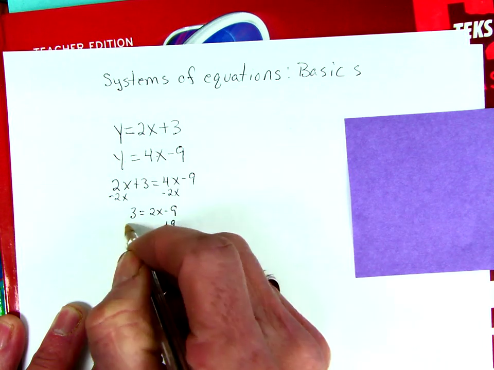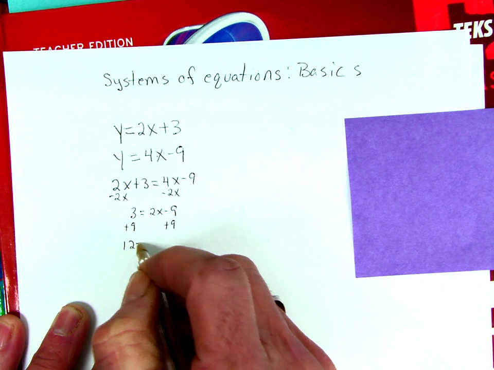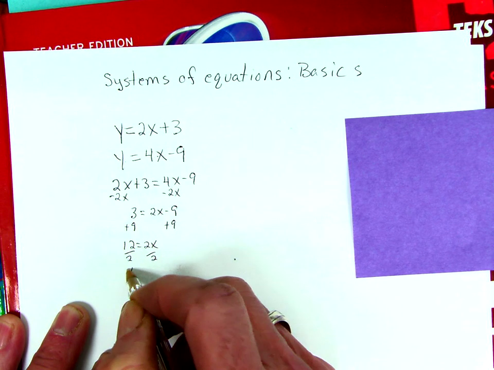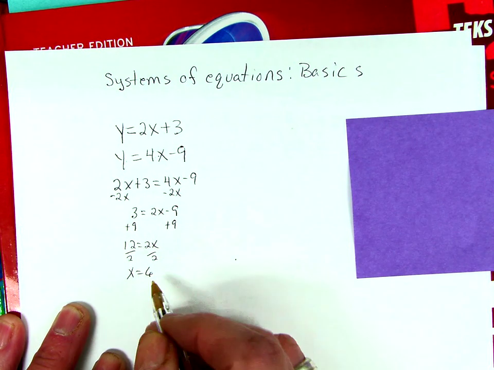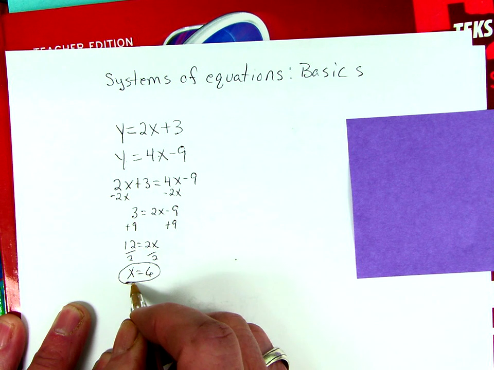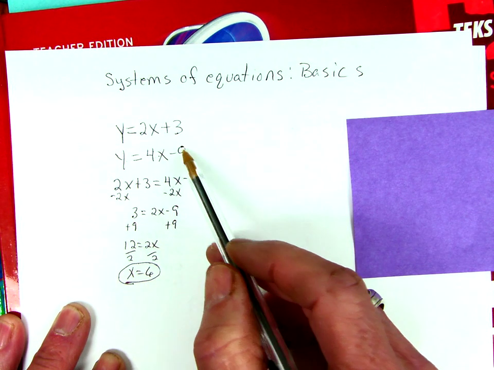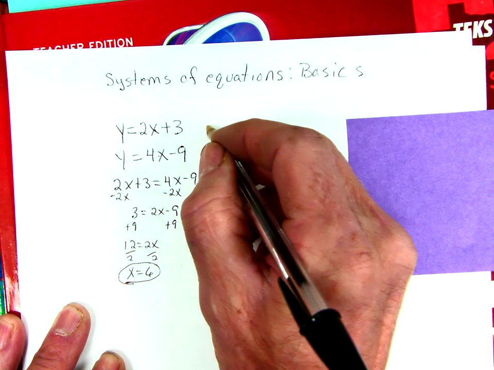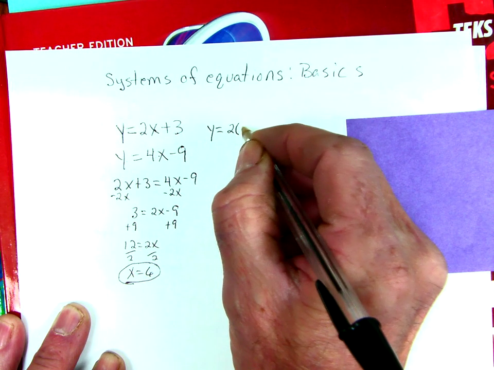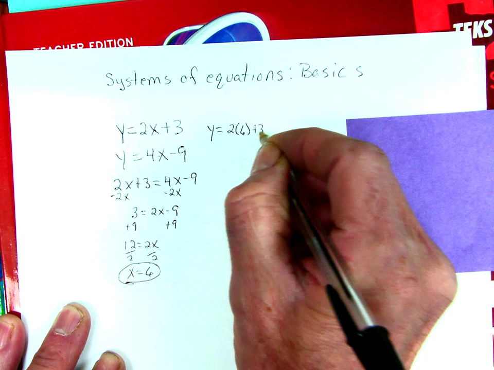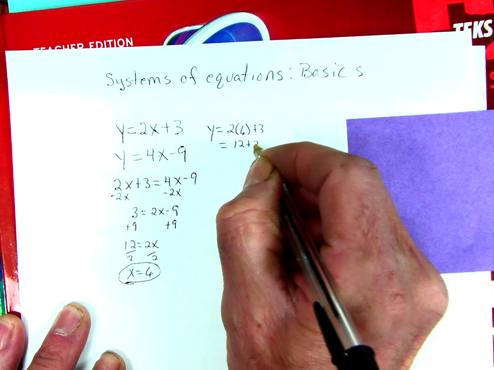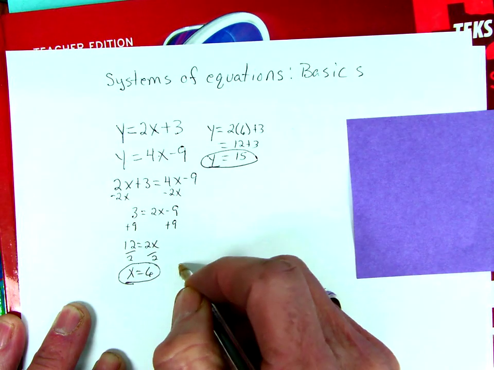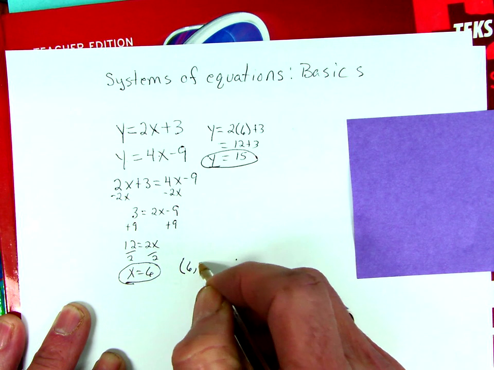Move everything else to the other side. So plus 9, plus 9, 12 equals 2x. Divide both sides by 2. X equals 6. Now that I know how much x is, I'm going to use one of these equations to solve for y. I think I'll use this one since everything is positive. So y equals 2 times 6 plus 3, 12 plus 3, 15. Y equals 15. So our solution is the point 6, 15.